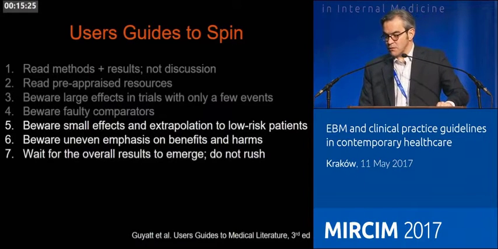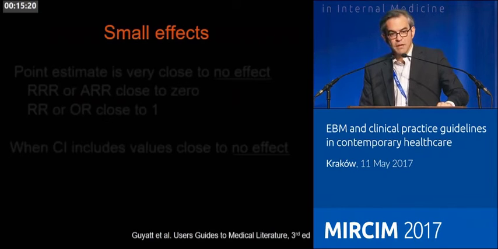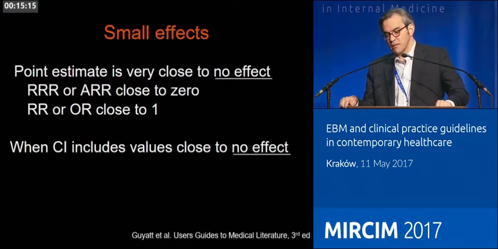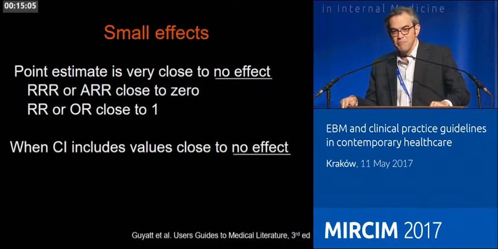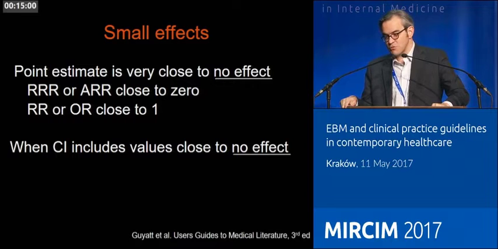Another aspect to talk about now is the problem of small effects. So the small effect is an effect where the point estimate is very close to no effect. So in that case, the relative risk reduction or the absolute risk reduction or the money left after you go to have lunch with Roman is close to 0. Or the relative risk or the odds ratio is close to 1. The other way of thinking about it is when the confidence interval includes values that are close to these values of no effect. So in these situations, you're dealing with a small effects problem.